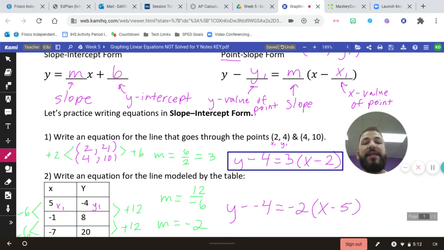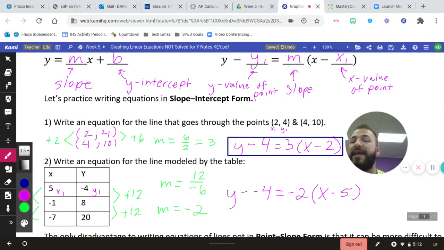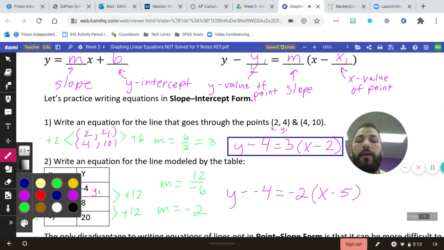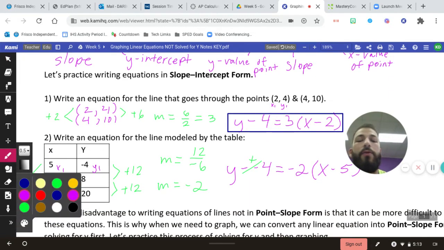Now, I talked about this in the last one. If we have minus a negative, that is the same as a positive. So just to rewrite it so it's a little prettier, y plus 4 is equal to negative 2 times x minus 5.